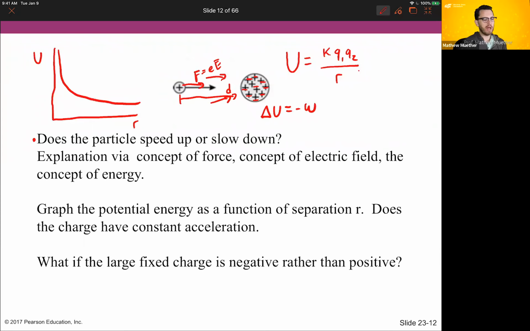What about a plot, right? This plot of the potential energy as a function of R. How does that change when I make that larger charged object negative? Well, the only thing that changes is that now this second charge will be negative. I have one positive charge and one negative charge. So that means the potential energy in this equation between the two will be negative. And I could draw what that looks like.